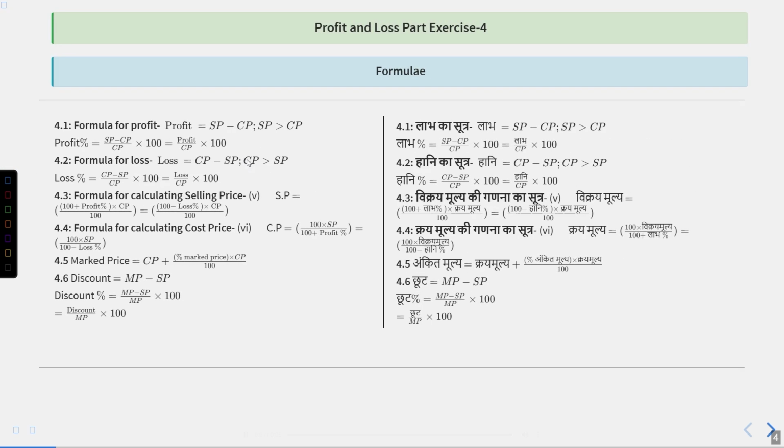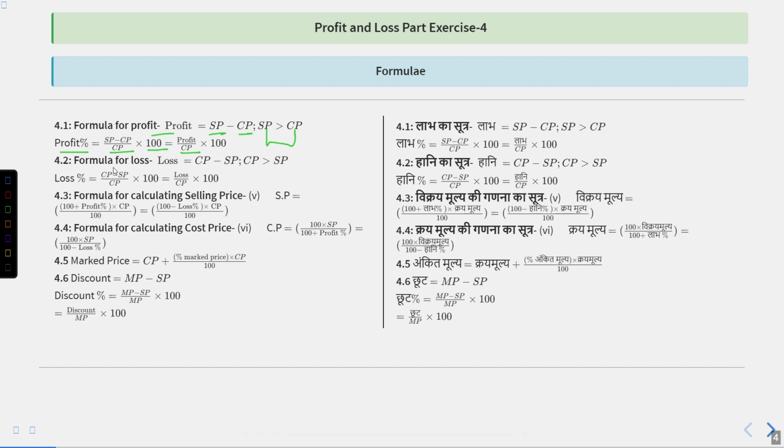Now first, let's see some formulas. What is profit? Profit equals SP minus CP. When profit happens, SP is always greater than CP. SP represents selling price and CP represents cost price. So what will be the profit percent? (SP minus CP) upon CP multiplied by 100, or profit upon cost price multiplied by 100, because profit and loss are always calculated on cost price.